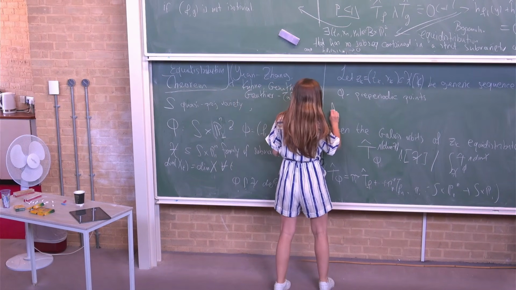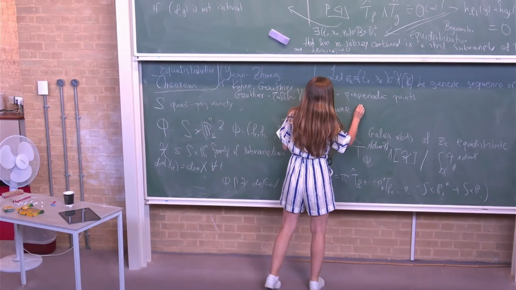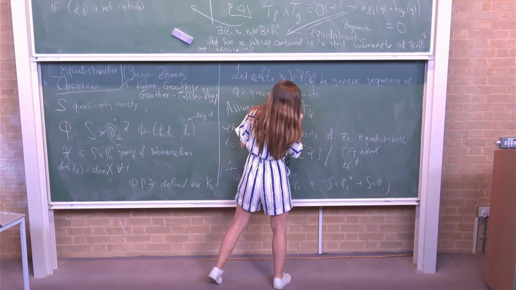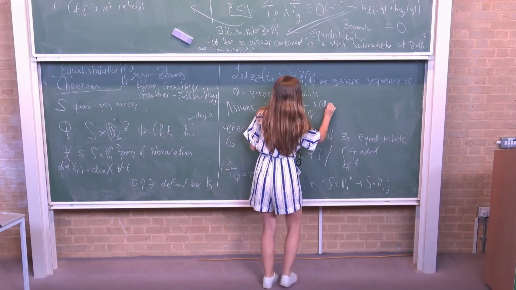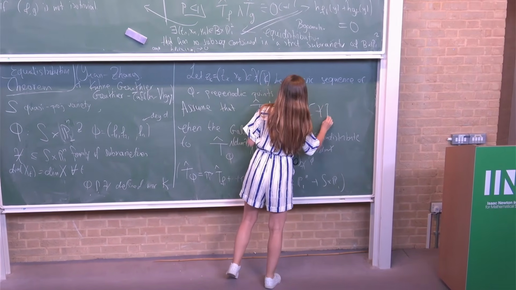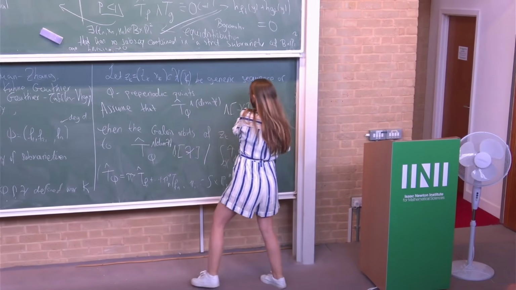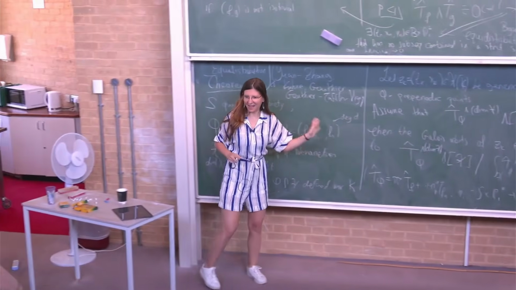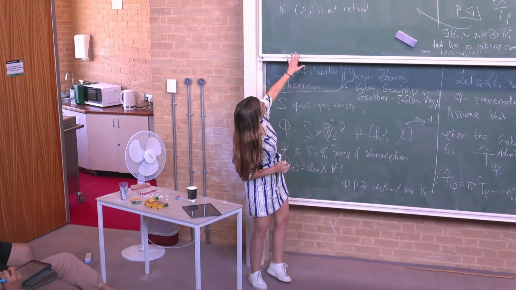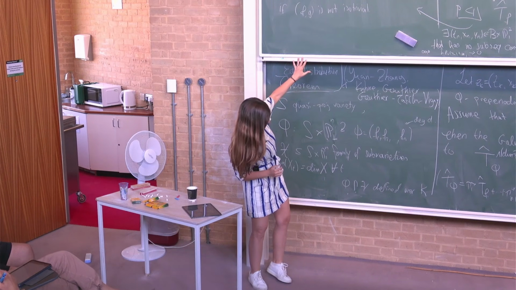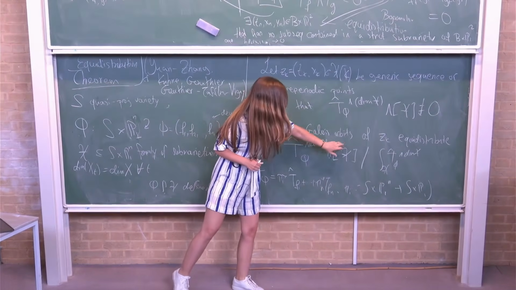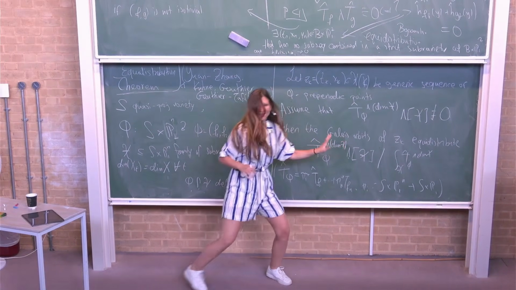So assume that this is not 0. Then this happens. Okay, we'll process it a little bit. Maybe first, do I need to write down what this means? Maybe it's 2.